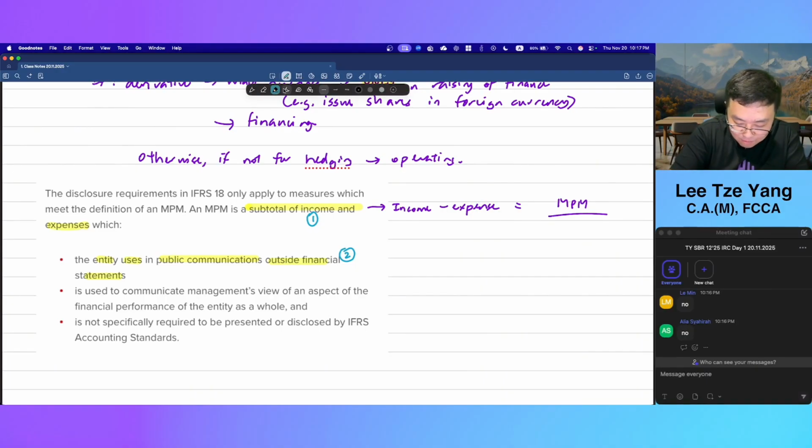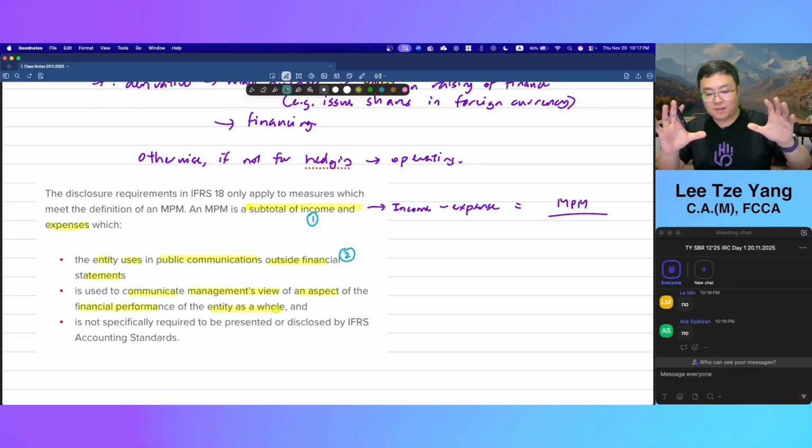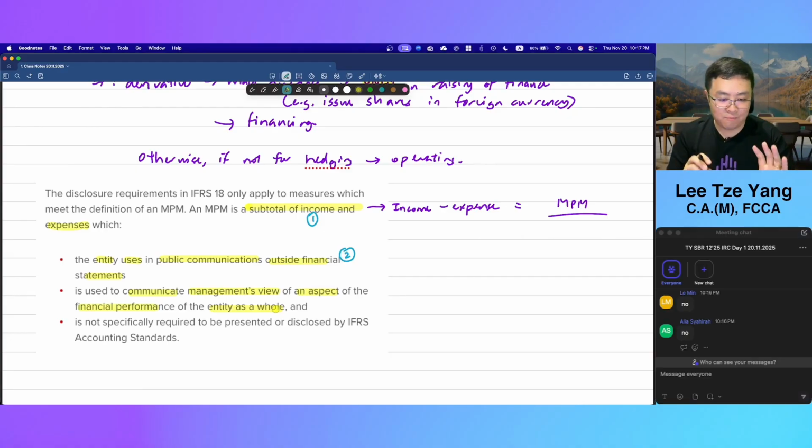Okay, then the third one: what is the purpose of this total? The purpose is to communicate management's view of an aspect of the financial performance of the entity as a whole. So they want to tell the investor, look, we have this special profit that we calculate just for you. This profit will allow you to understand our performance as a whole. That's the main purpose. And fourth, it is not something required by IFRS. That is the fourth point. So make sure you remember these 4 points.